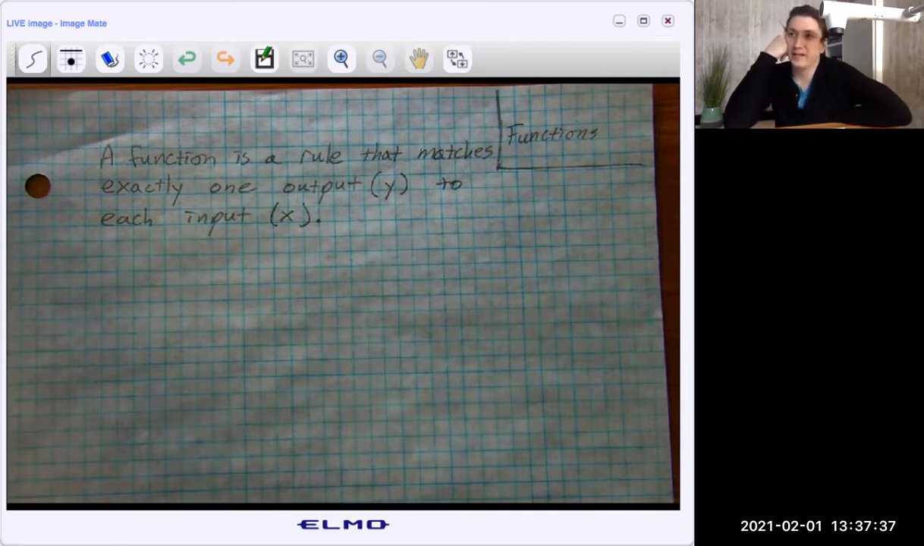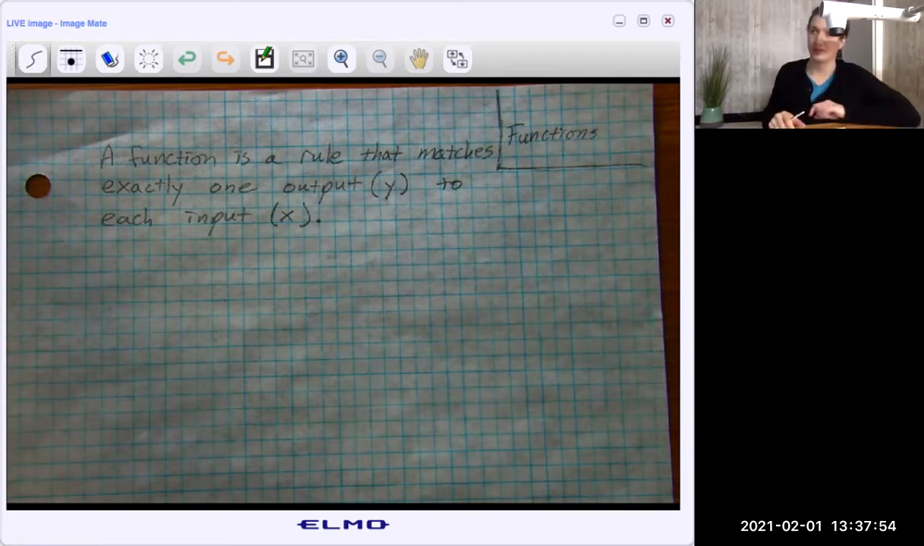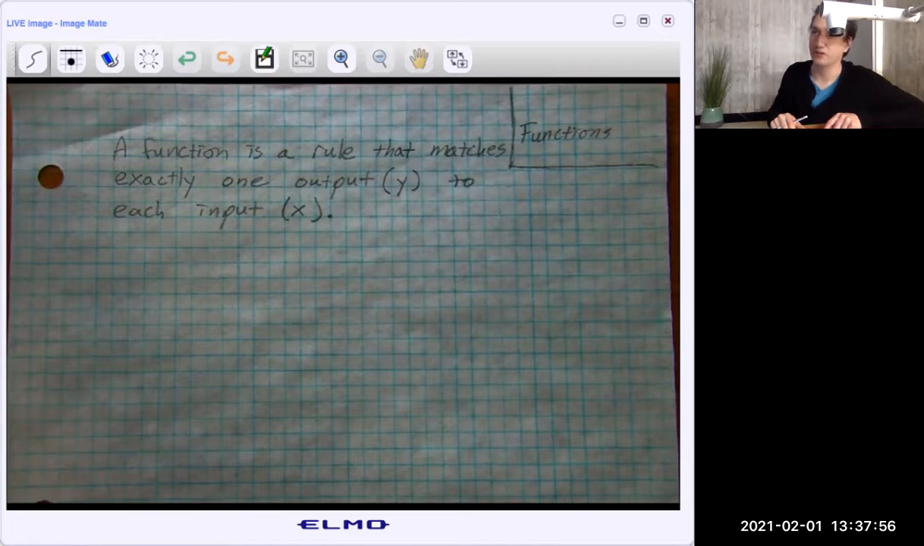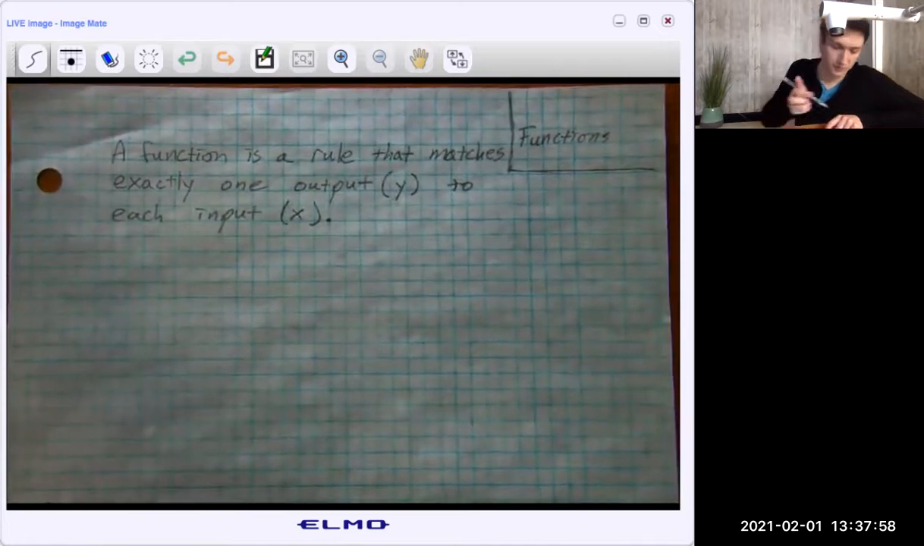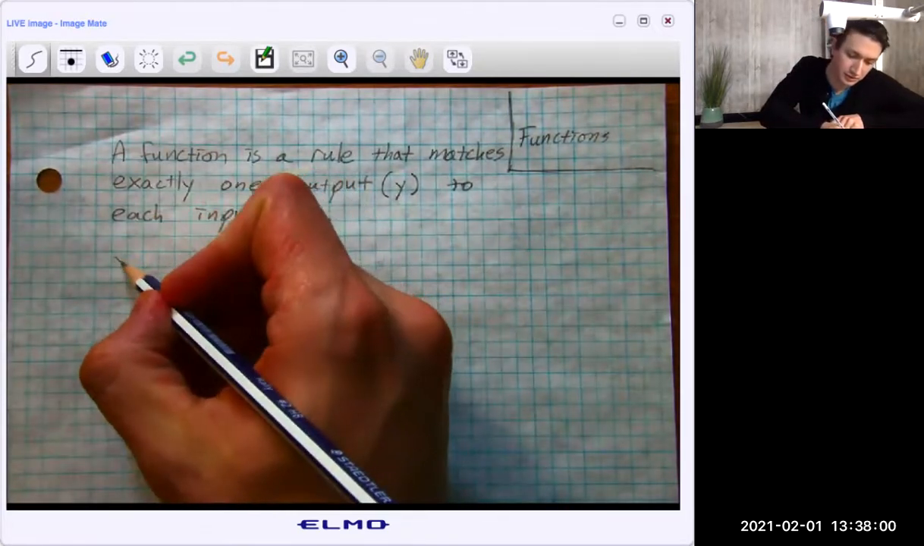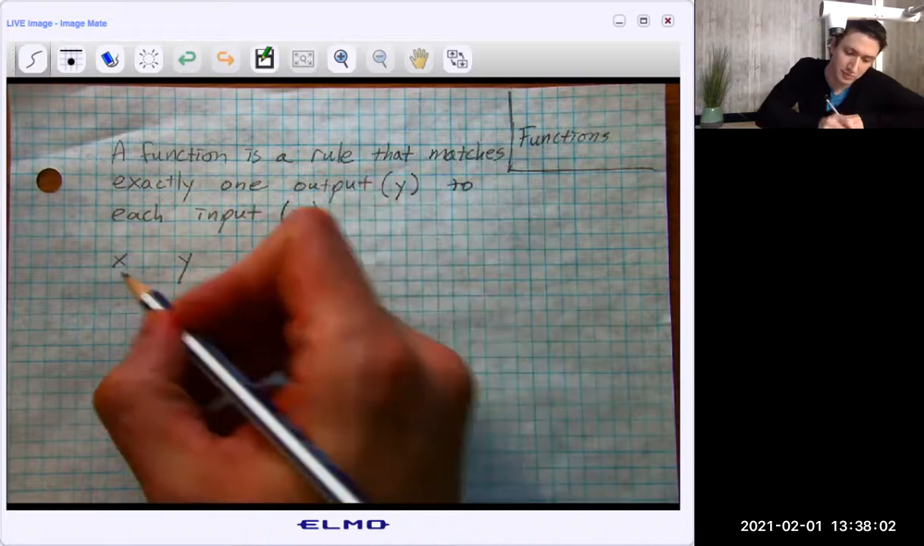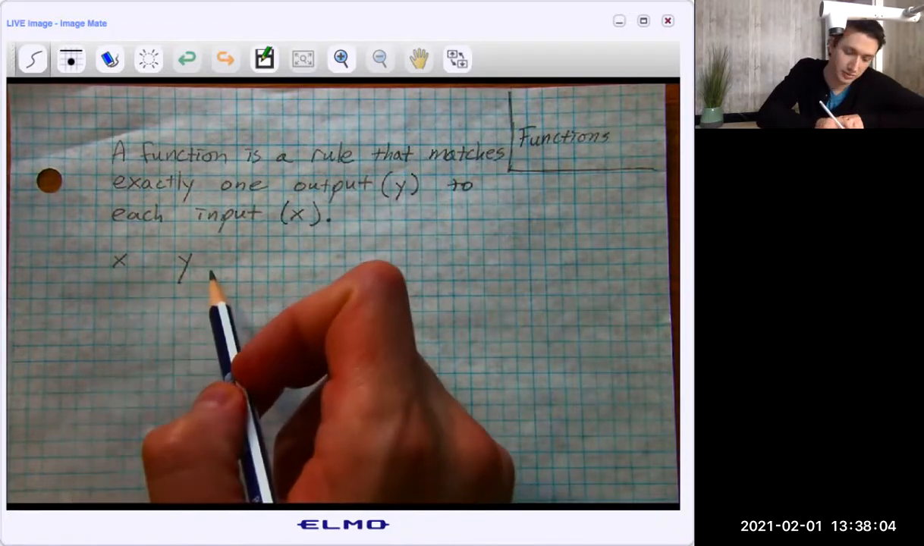So to be able to find and explain a function today, we're looking to see if the inputs and outputs match. Let me know if you have any questions as we're going. Let's draw a table to show how we determine that. So I'm just going to draw an XY table, but remember X is input, Y is output.